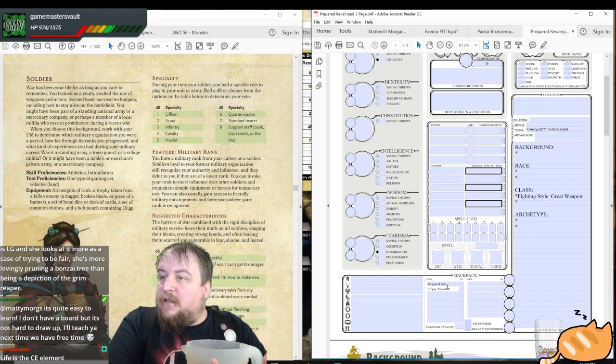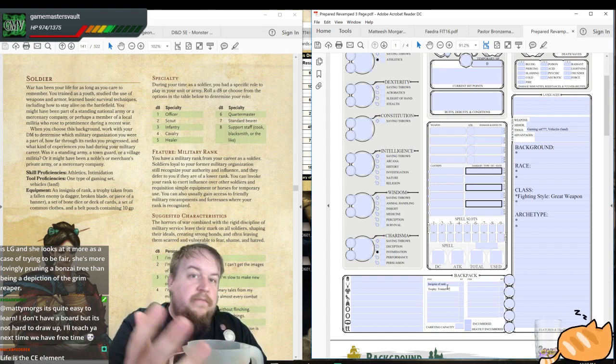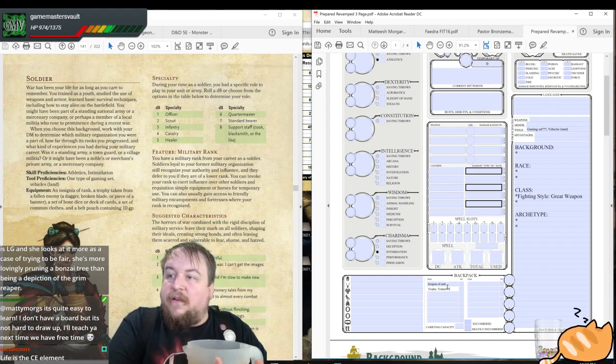Dark Wolf, it's quite easy to learn. I don't have a board, but it's not hard to draw up. I'll teach you next time we have free time. Yeah, and you know what? If that's a cool game that can be incorporated in, I think that'd be a lot of fun.